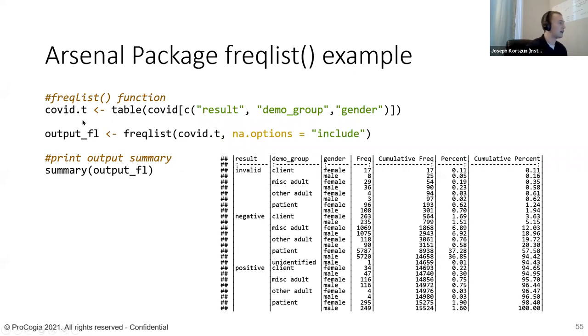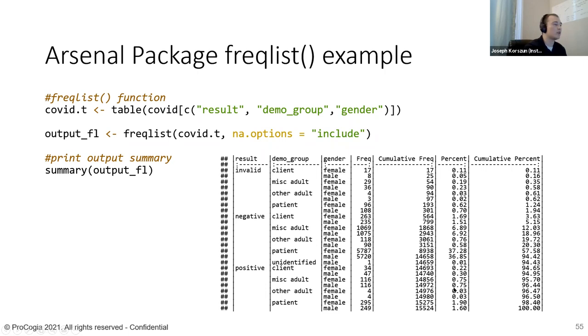Maybe you will too. So again, we're going to assign the output of the frequency list to a new object, and we're going to call freq list. We're going to call that table we just created from above here. And then we have the option here to target how we approach NAs, right? Those values that just aren't reported. For this example, we're just going to include those.